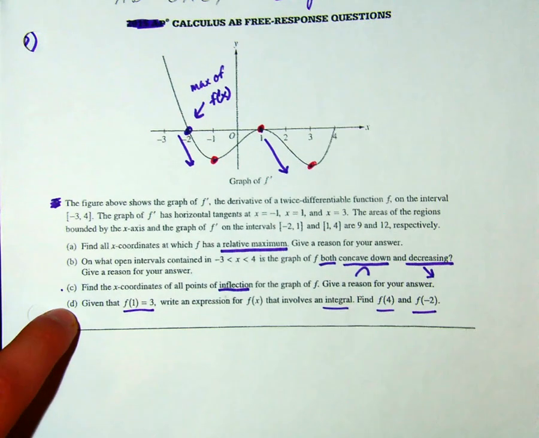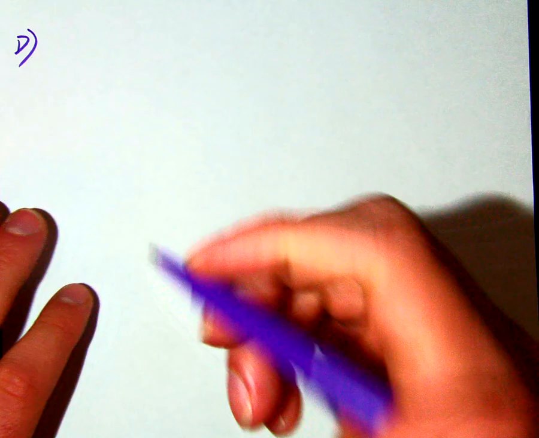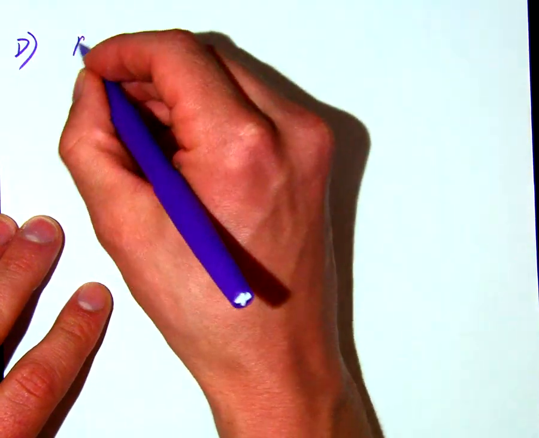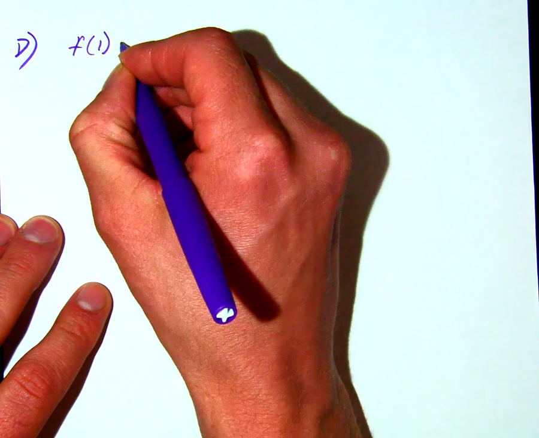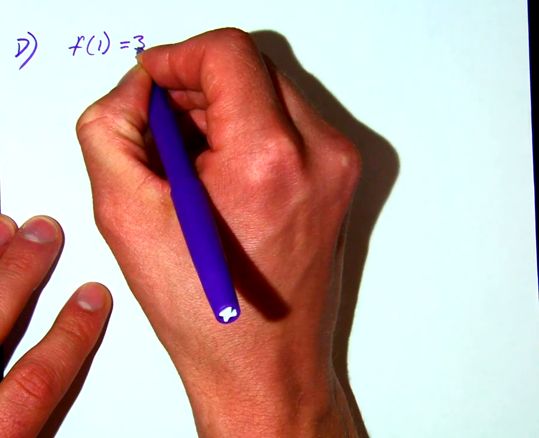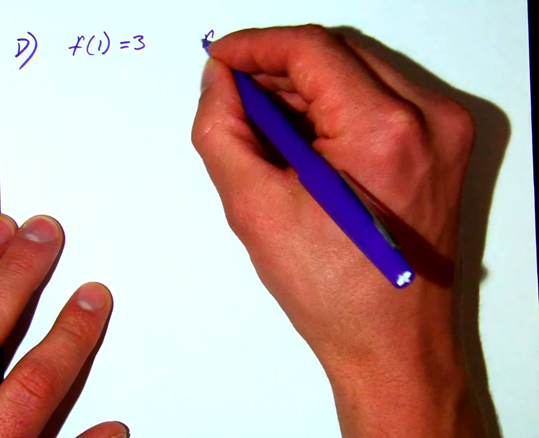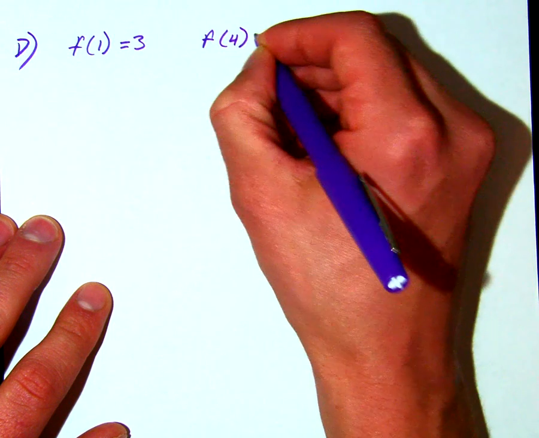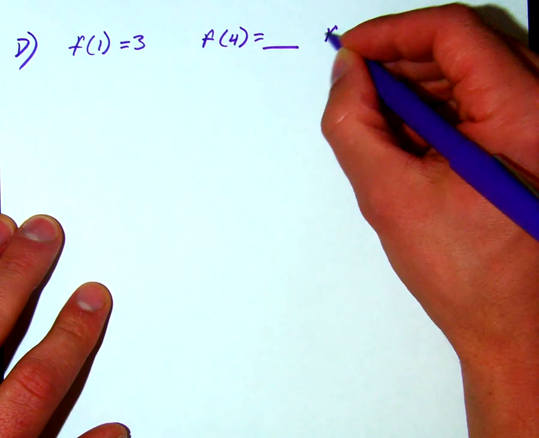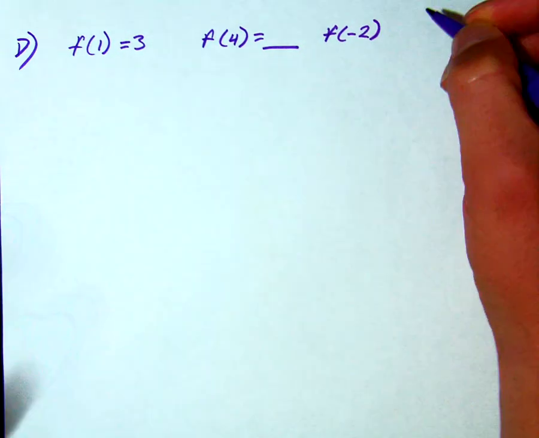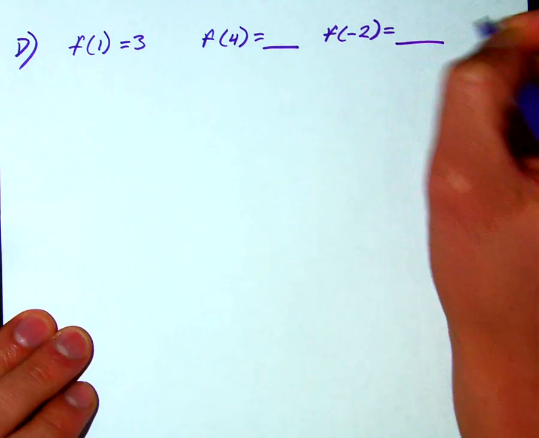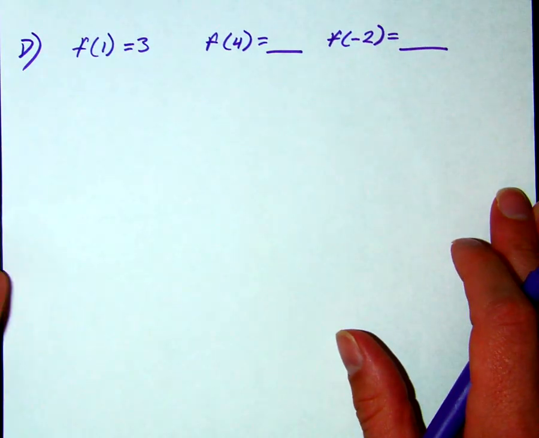All right. So I made myself a new piece of paper. If you just need to draw a line and write part D, that would be fine. But this question asks a few things. It says, hey, we know that f of 1 is equal to 3, and we want to know what is f of 4 and what is f of negative 2. All right, a couple of things about this.